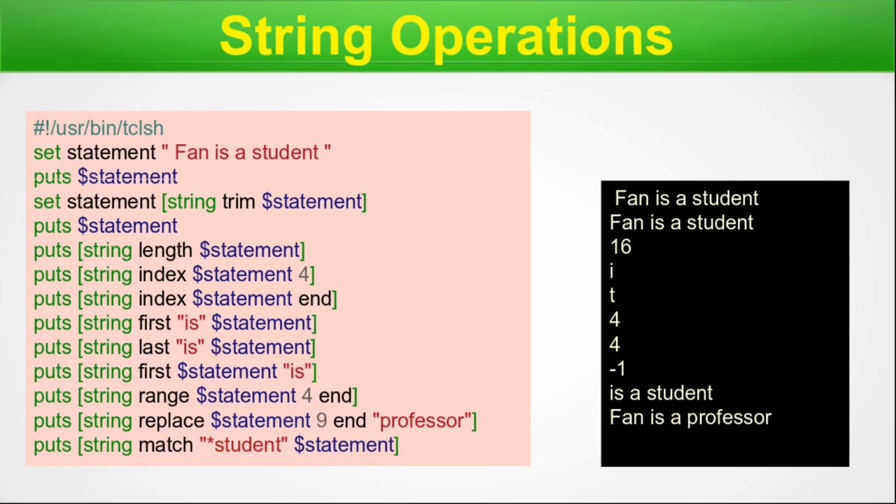Then we are doing a match. String, then match, then within double quotes we have star, then student, then dollar statement. So this is a matching. Whether there is a match or not, the response is 1, which means yes, this word is a substring of the main string. So these are a couple of string operations in Tcl. We are done with this section. Let's move to the next section.